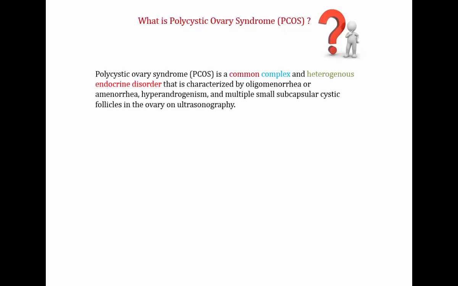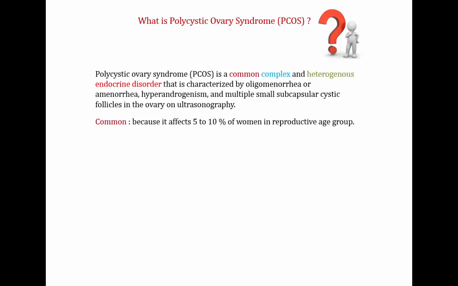So Polycystic Ovarian Syndrome is a common, complex and heterogeneous endocrine disorder that is characterized by oligomenorrhea or amenorrhea, hyperandrogenism, and multiple small subcapsular cystic follicles in the ovary on ultrasonography. Some of the terms here I have highlighted, like common, complex, heterogeneous, and endocrine disorder. We will see why they are of importance. We will see the definition one by one and I will explain it.